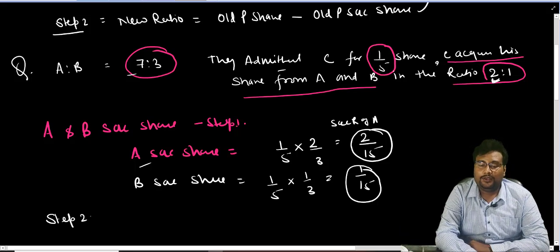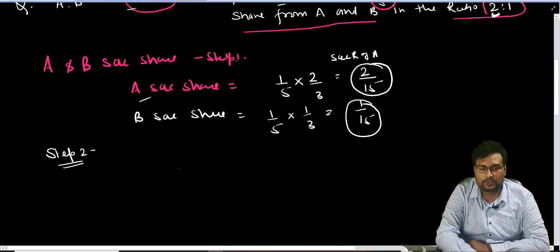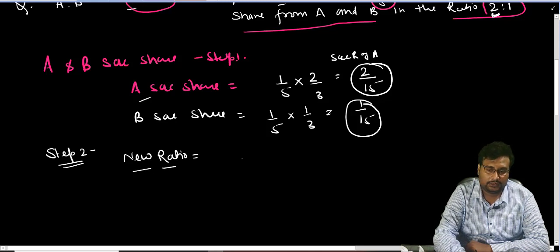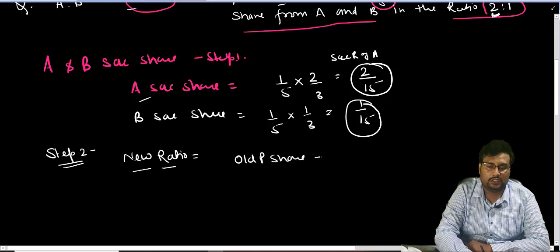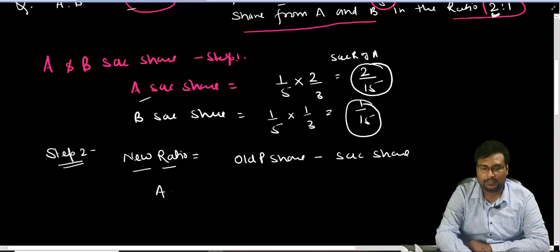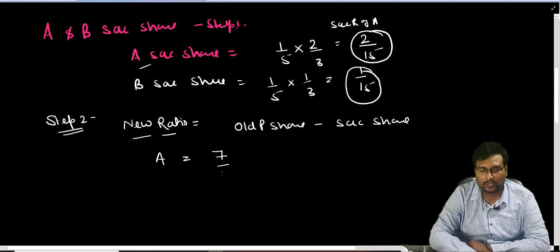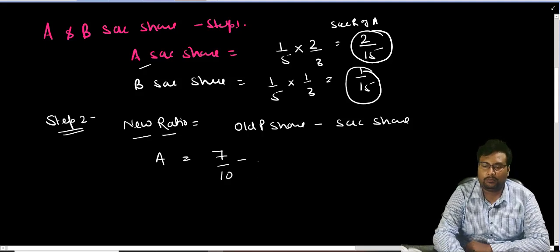So now we have A sacrificing share, we have B sacrificing share, and now we can proceed for step number 2. Step number 2 is very simple. New ratio is equal to old partner share minus sacrificing share. So new ratio of A is equal to old partner share. So A share will be 7/10 beta, 7/10, minus his sacrificing share 2 by 15.